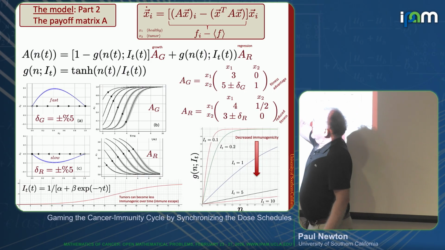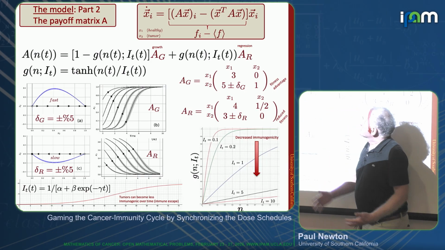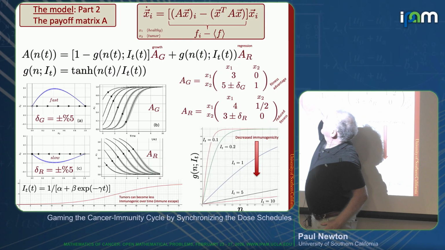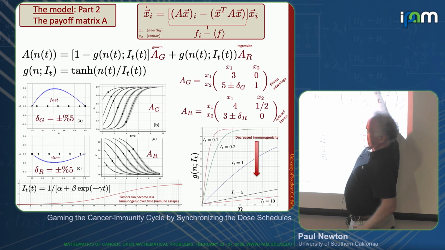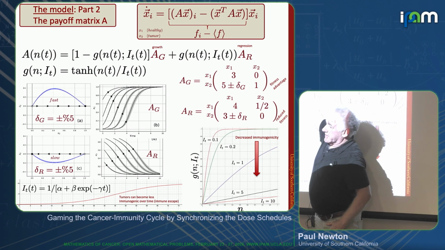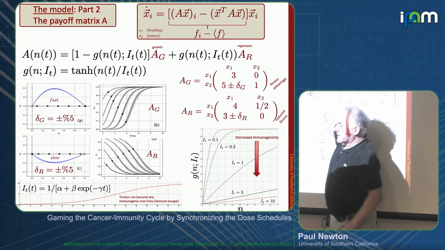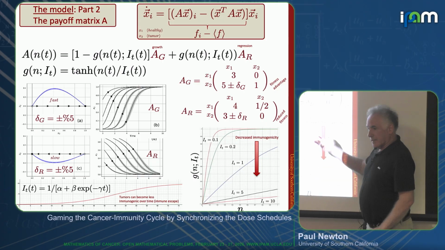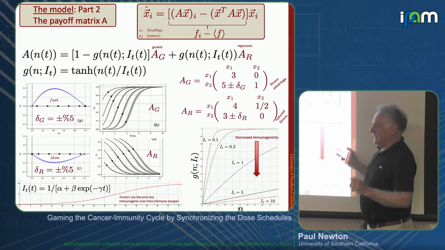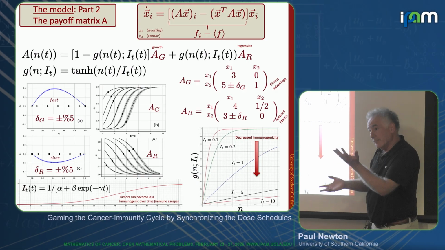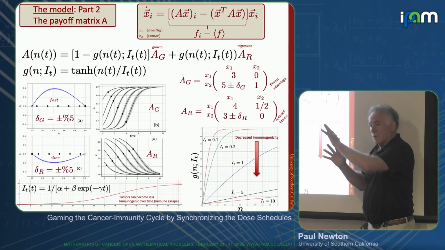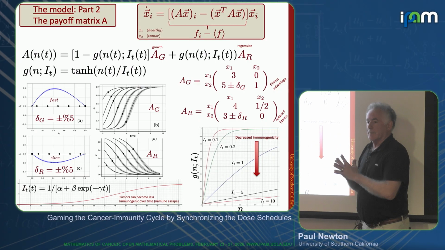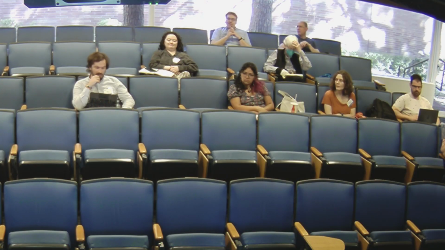And it's a function, as I said, of n of t. So you're basically switching from dominance by AG to dominance by AR, and then back again to dominance by AG, and so forth, as the immune system goes up and down. And whether or not the immune system goes up and down is controlled by this H function, which is either positive or negative.